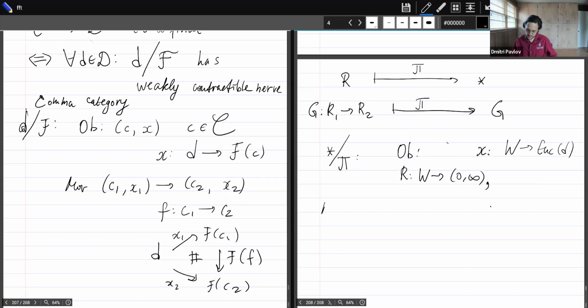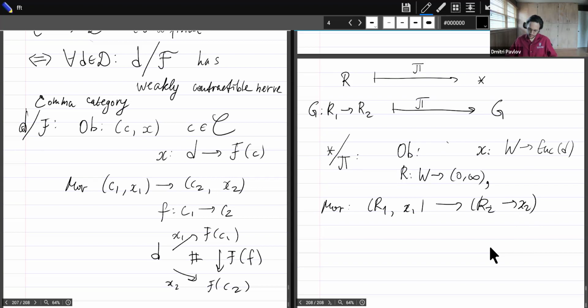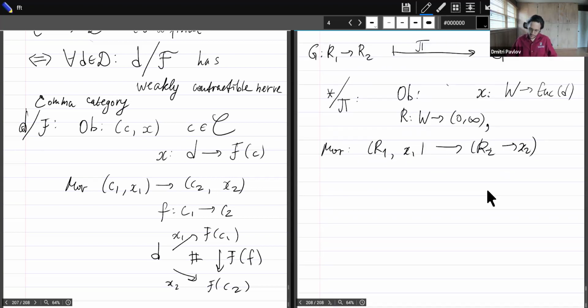And morphisms from R1, x1 to R2, x2 will be this morphism G from R1 to R2. And the triangle must commute.